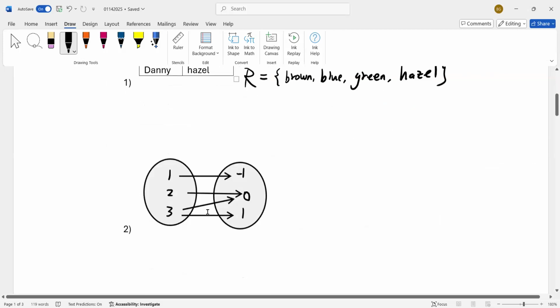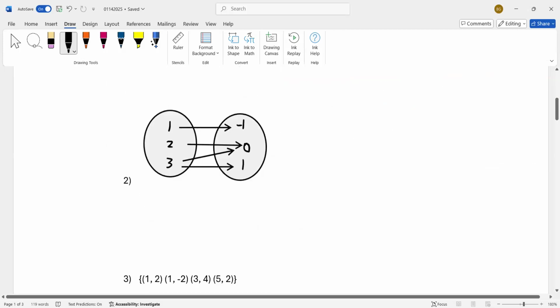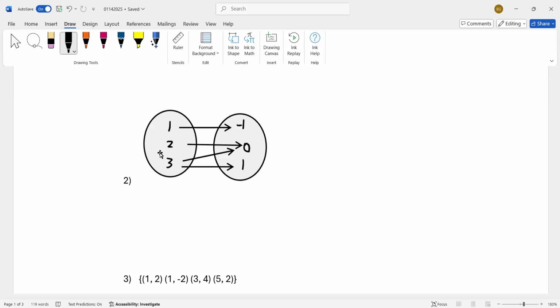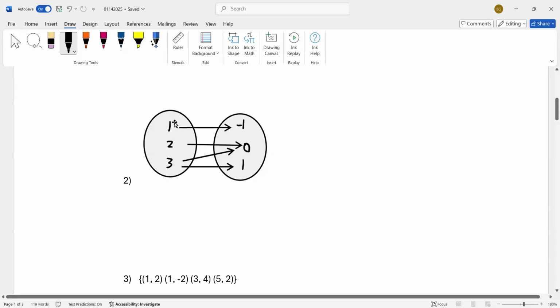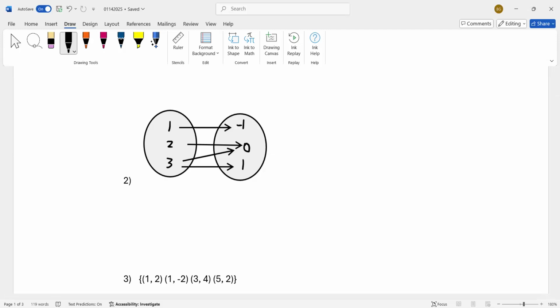Awesome, very good. So next one, we have a mapping, kind of like correspondences in the graph. As you can see, we have 2 circles, like ovals. In the first oval, we have elements 1, 2, 3. In the second one, we have -1, 0, 1. And we have some correspondences here. 1 goes to -1, right? From 1 to -1. 2 to 0. 3 to 0. 3 to 1. Okay. Do you see a relation from the graph?